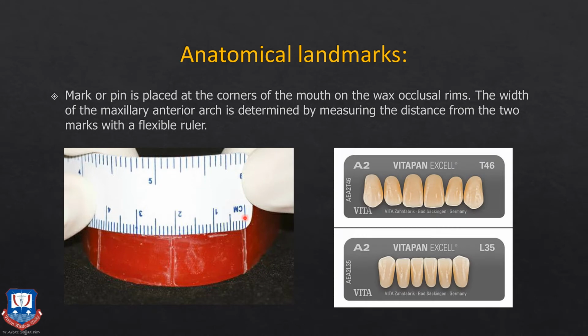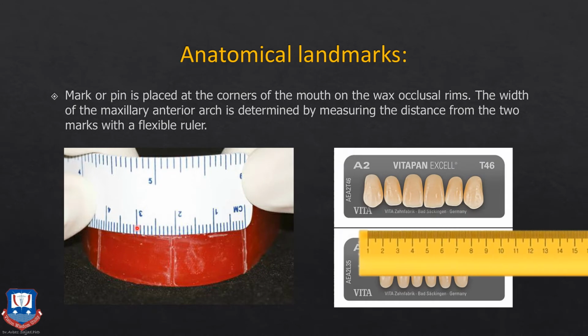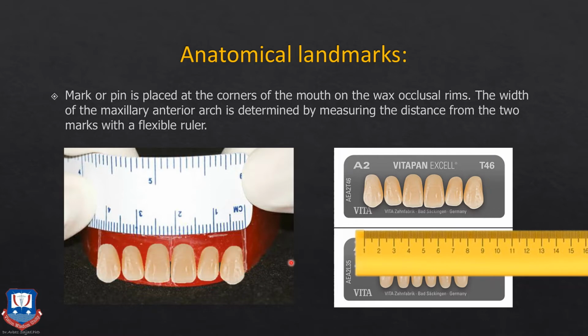So here we measure this, and then this measurement is correspondingly measured on the tooth mold that we want, the one that corresponds to this measurement. Once we get the measurement, we can then decide on the form of the teeth that we need to select for the particular patient. So this is the mold that was selected for this patient because it was equivalent to the measurement from the corners of the mouth.